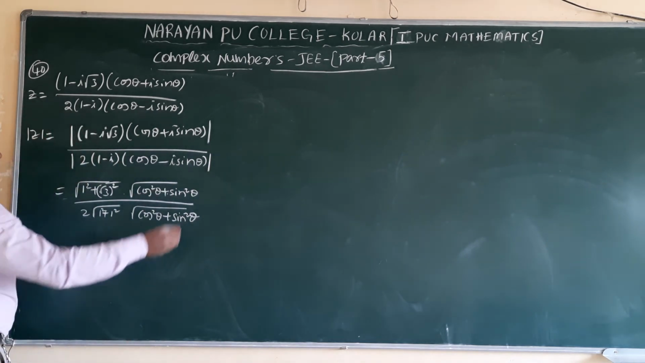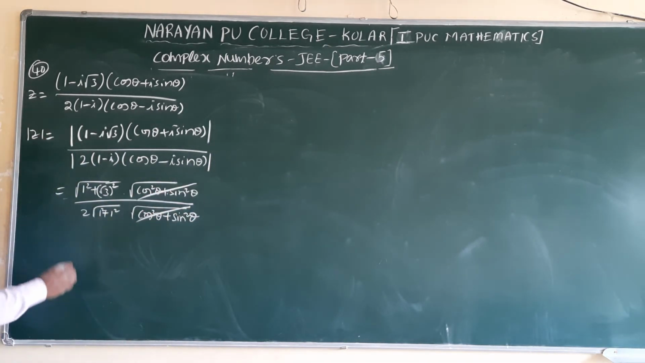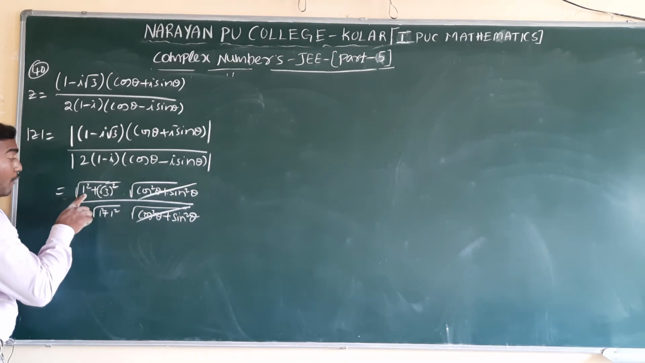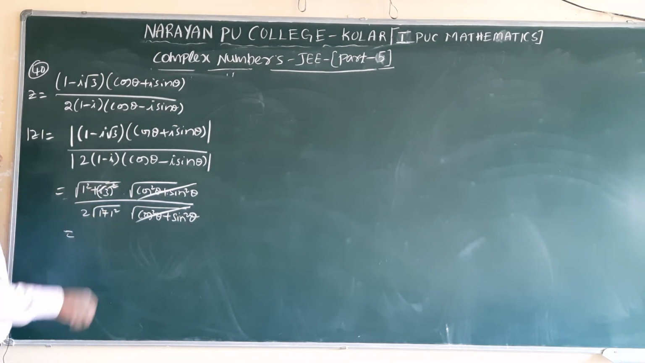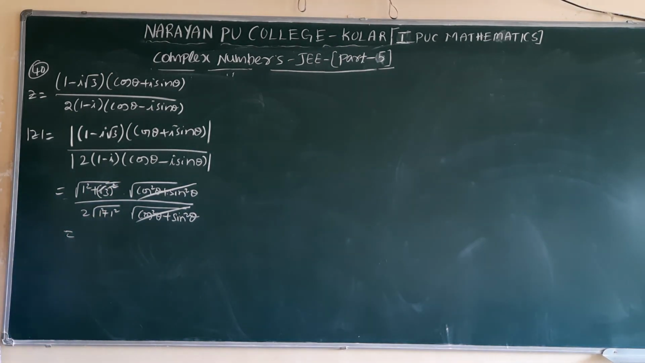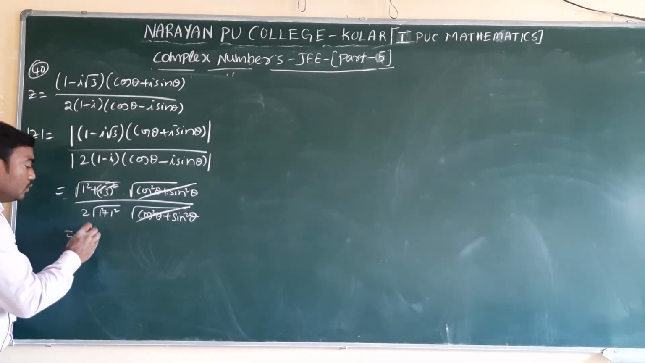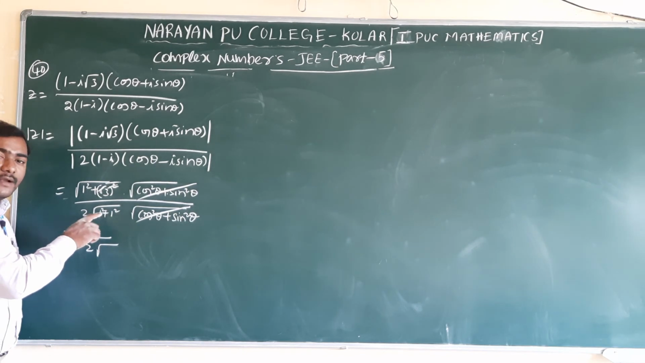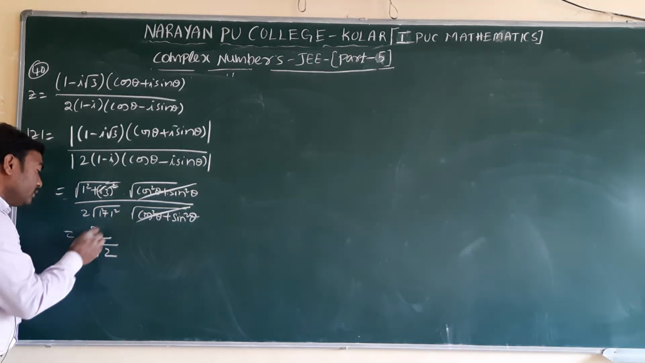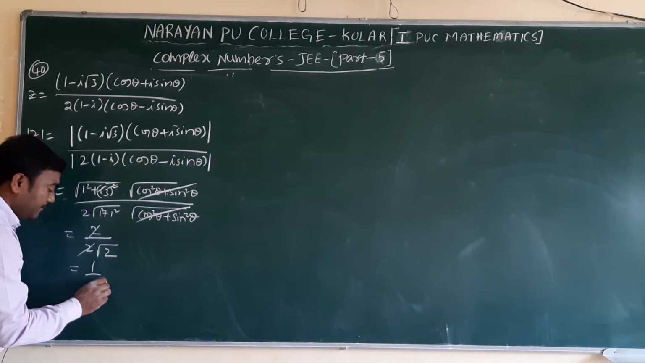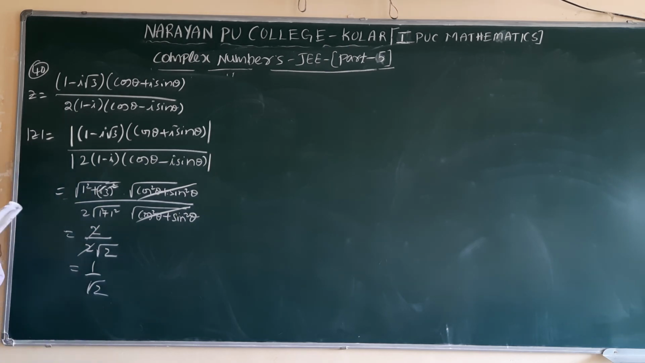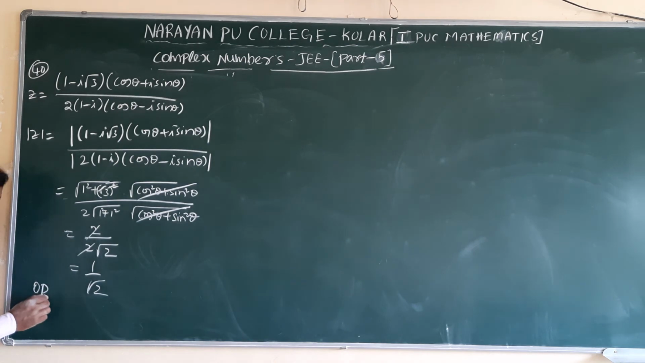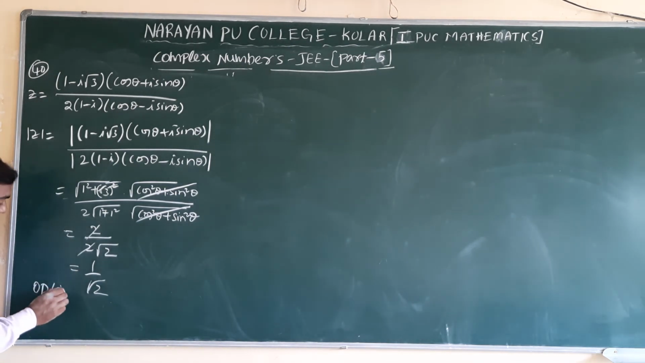Now here this will get cancelled, so remaining square root of 1 square plus here square root gets cancelled, remaining 1 plus 3, square root of 4, square root of 4 value 2, divided by 2 into square root of 1 square value 1, 1 plus 1 we are getting 2, gets cancelled, we are getting 1 by root 2. Here option A is the correct option.